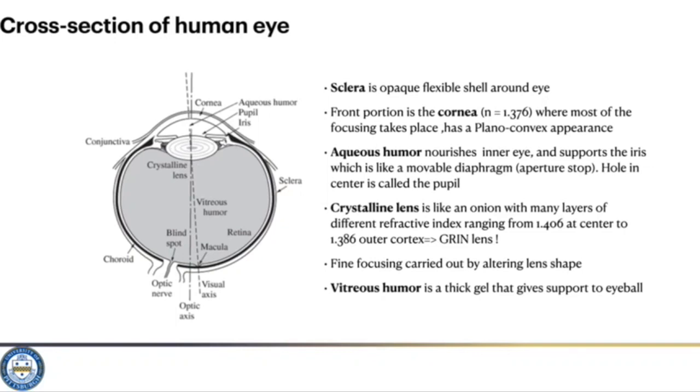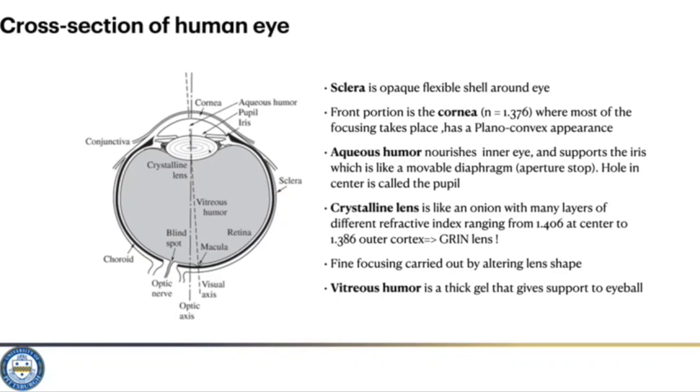After this region, we come to the crystalline lens. The crystalline lens is a bit of a misnomer. It's really more like an onion with layers and layers, each of a slightly different refractive index. In fact, the refractive index ranges from about 1.406 at the center, which is very dense, to the less dense region, 1.386 in the outer cortex. This should remind you of a GRIN lens, the gradient index lens that we've already discussed. It has a smoothly varying refractive index from the outermost region to the inner region.